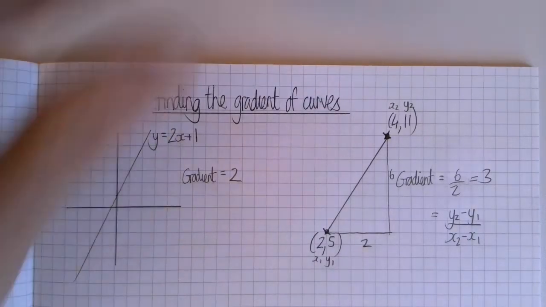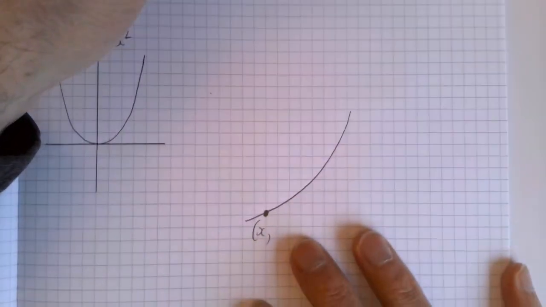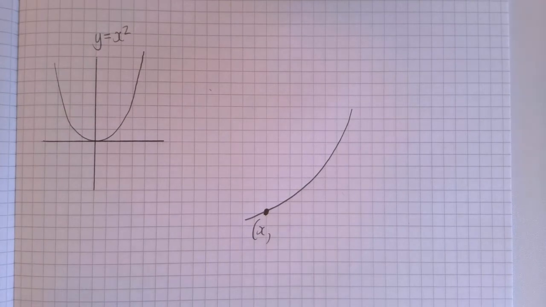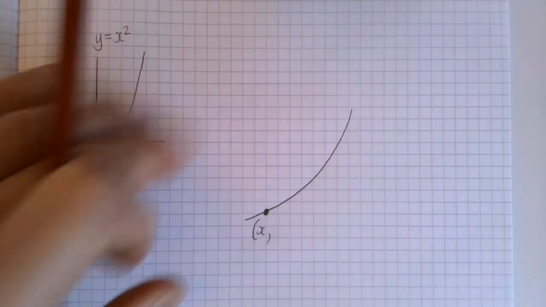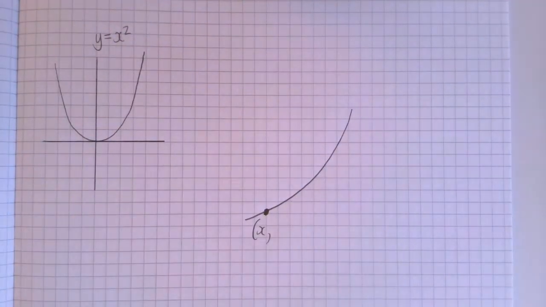But what about curves? Well, of course, curves are problematic because the gradient isn't the same. The gradient varies, and you know, this is a fairly basic curve, but some curves are really weird and wonderful, and their gradients vary all over the place. I mean, if we think about the trig curves, for example, they are going up and down all over the place.